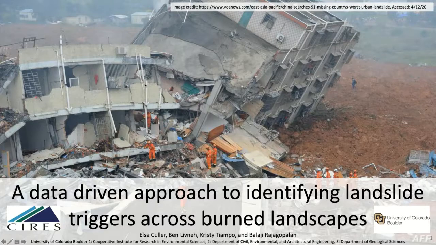Yeah, I'm here to talk about some work that we've been doing at the Collaborative Institute for Research in Environmental Sciences at CU Boulder about cascading natural hazards. And the specific part of that project I'll be talking about is about post-wildfire landslides, and this is sort of a data-driven approach to understanding the differences in precipitation triggers for post-wildfire landslides.